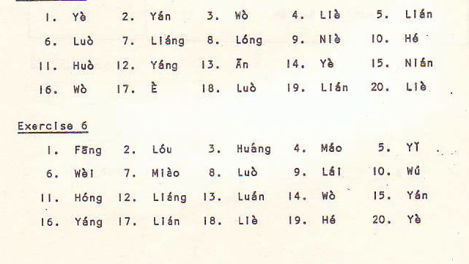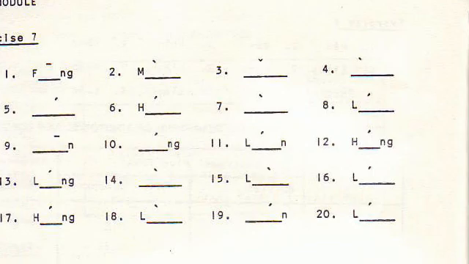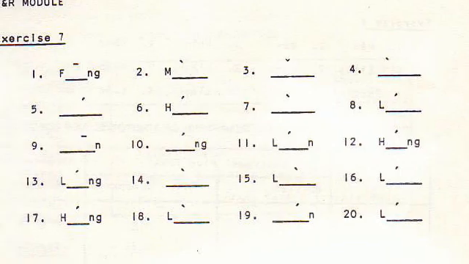Exercise 7 is a dictation exercise. Try filling in the blank in the romanization of each surname, repeating as you do so. I'll give you the correct answers as we go.